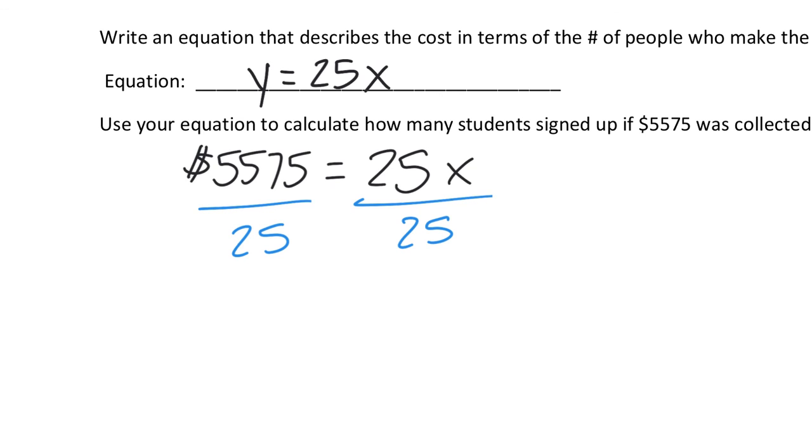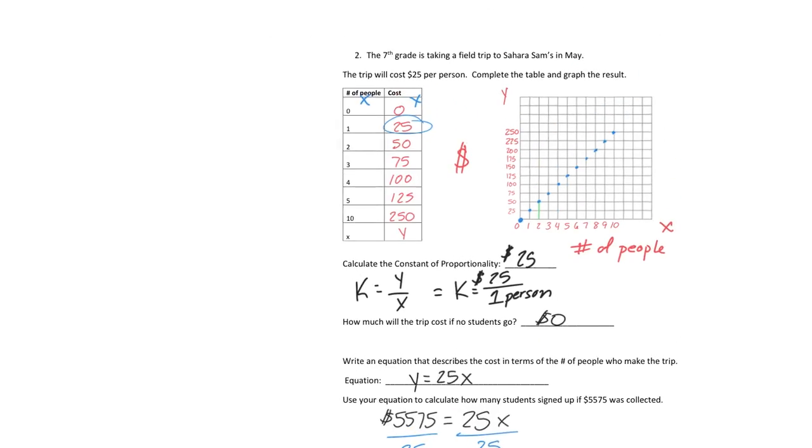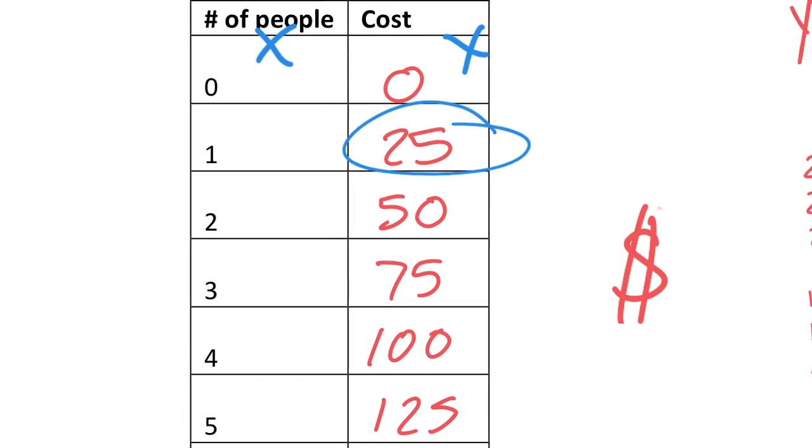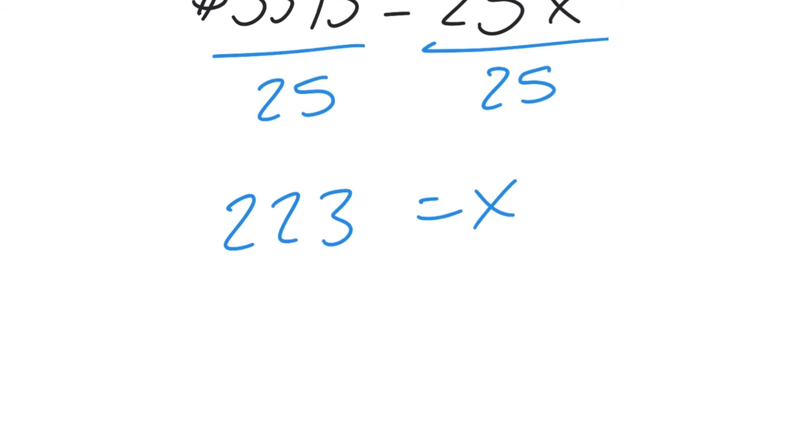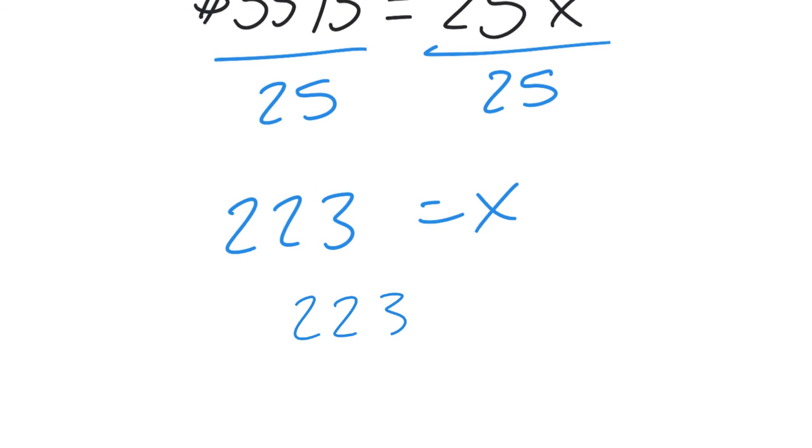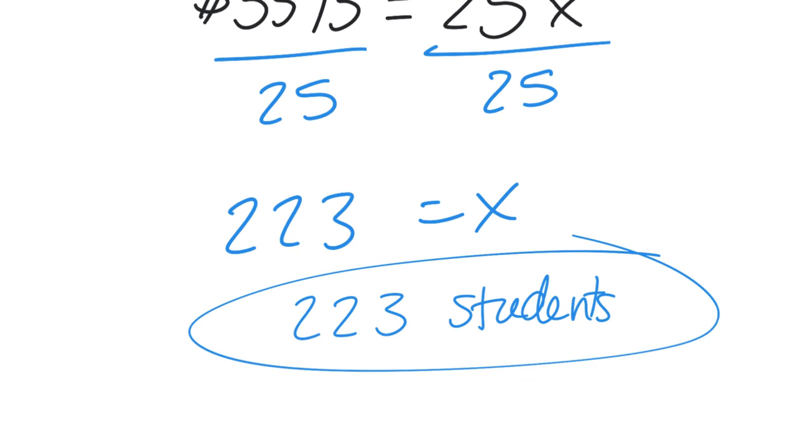So when I divide that, now I'll be checking for a label. 223 is what? The question asks, it's in the question. Use your equation to calculate how many students. What does x equal up on your table? People, students. So it's 223 students, not money. That's your final answer.